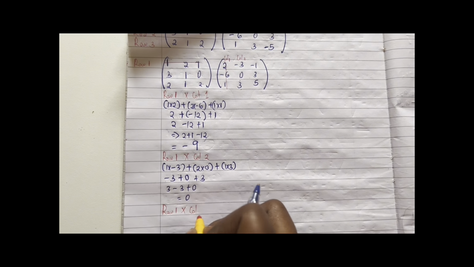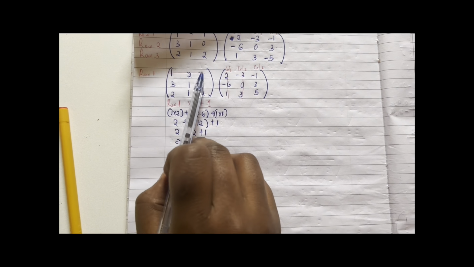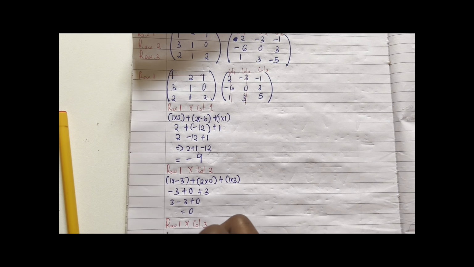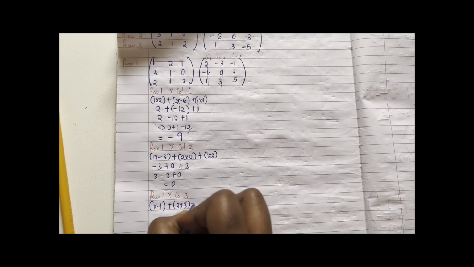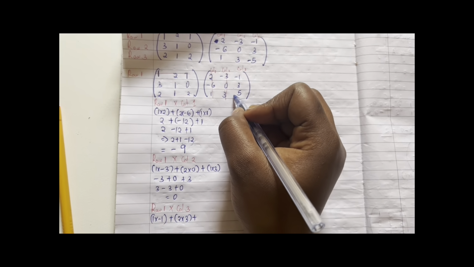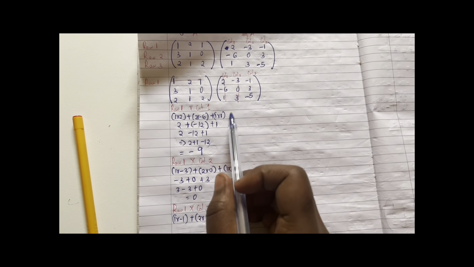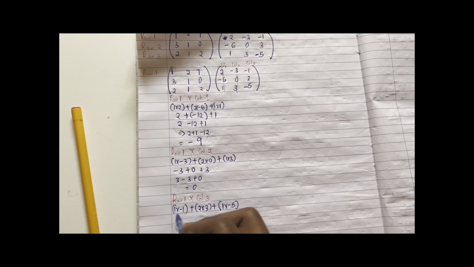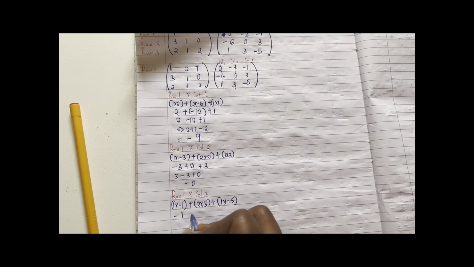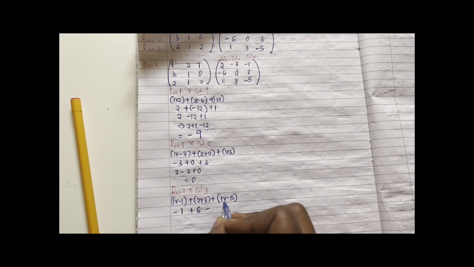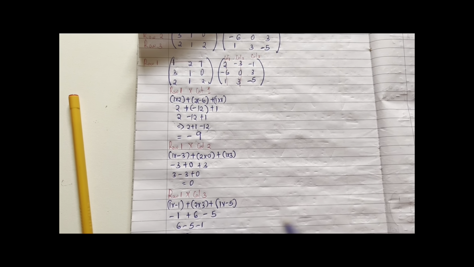Then we go to row 1 times column 3. So we'll have 1 times negative 1 plus 2 times 3 plus 1 times 5. They are all supposed to be negative, so 1 times negative 5. At least I've found it, because we would have messed up real time. So that's 1 times negative 1 is negative 1, plus 6 minus 5. That will be 6 minus 5 minus 1, that is a 0. So we have negative 9, 0 and 0.